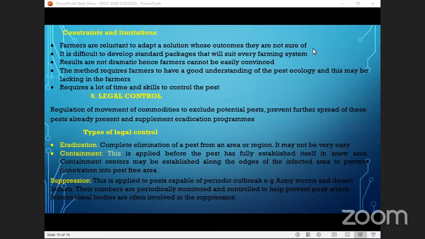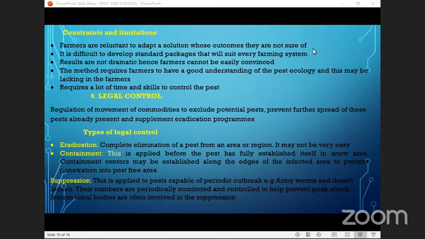Number 6 is the last control measure, legal pest control. This involves regulation of movement of commodities to exclude potential pests, prevent further spread of this pest already present, and supplement eradication programs.